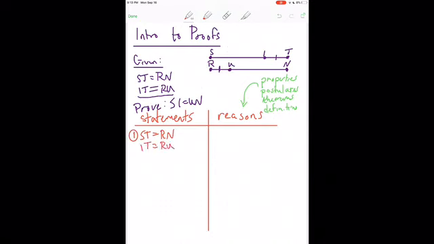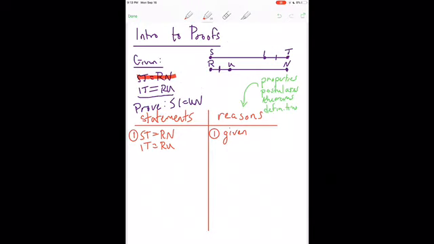Just bear with me if my handwriting's a little poor. Using the iPad can sometimes be a little bit tricky. And my reason for that, like I just said, is that's the given information. So step one, we always want to get the given down there. Now that we have that, let's take a look at our information that's given, and then let's take a look at the diagram.